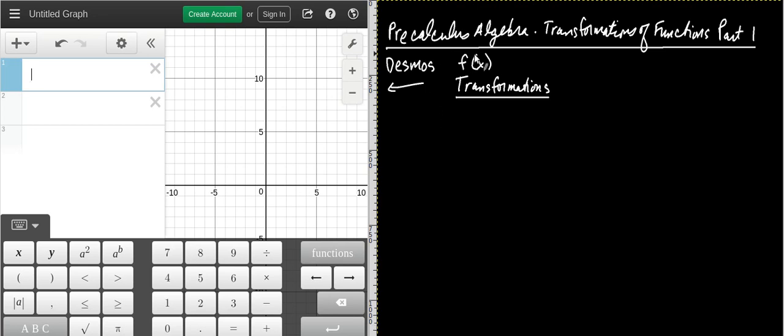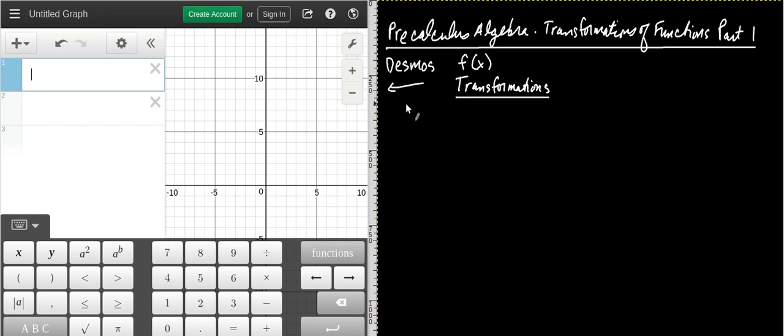Welcome to Precalculus Algebra, and here we're going to study the transformations of functions. This is part one, and in this video we're going to just be learning about the transformations, and in the next video we're going to be actually graphing functions with multiple transformations or combined transformations.